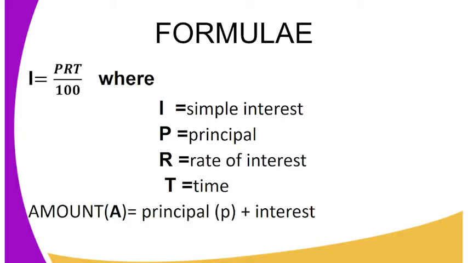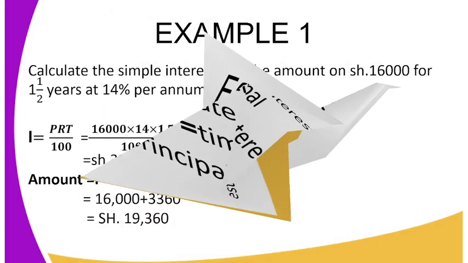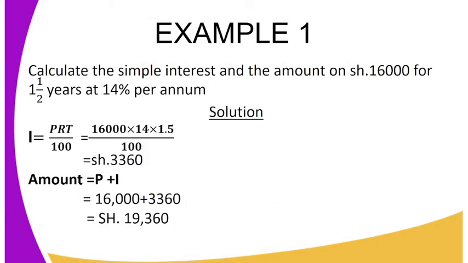Let's do an example. Calculate the simple interest and the amount on shilling 16,000 for 1.5 years at 14% per annum. So the solution is, the principal here is 16,000, the rate R is 14%, and the time is 1.5 years.